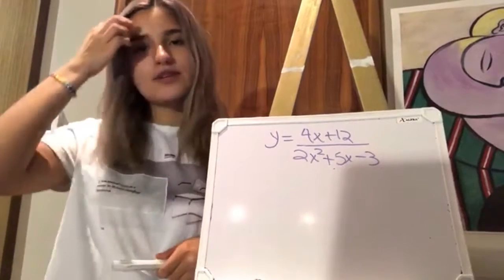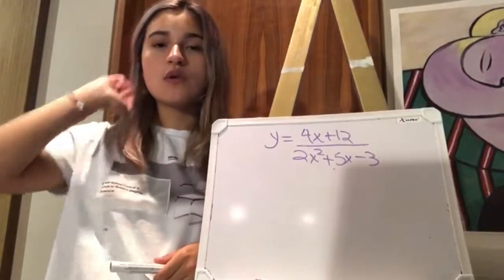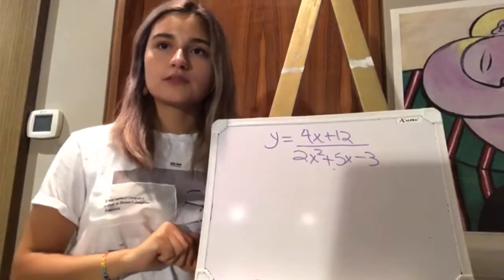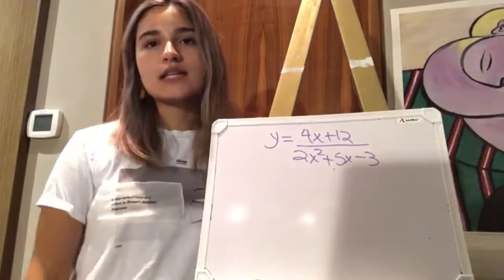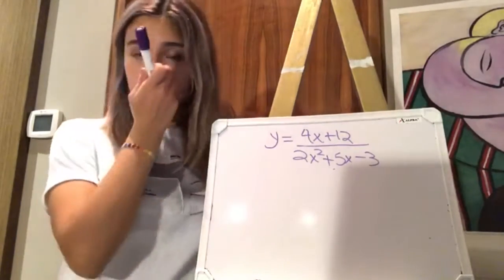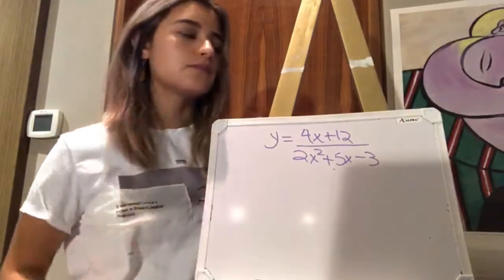Hi, my name is Greta Flores, and today I'm going to explain to you the second question from the first partial lab. This question asks for you to find where the vertical asymptote of this function is located.